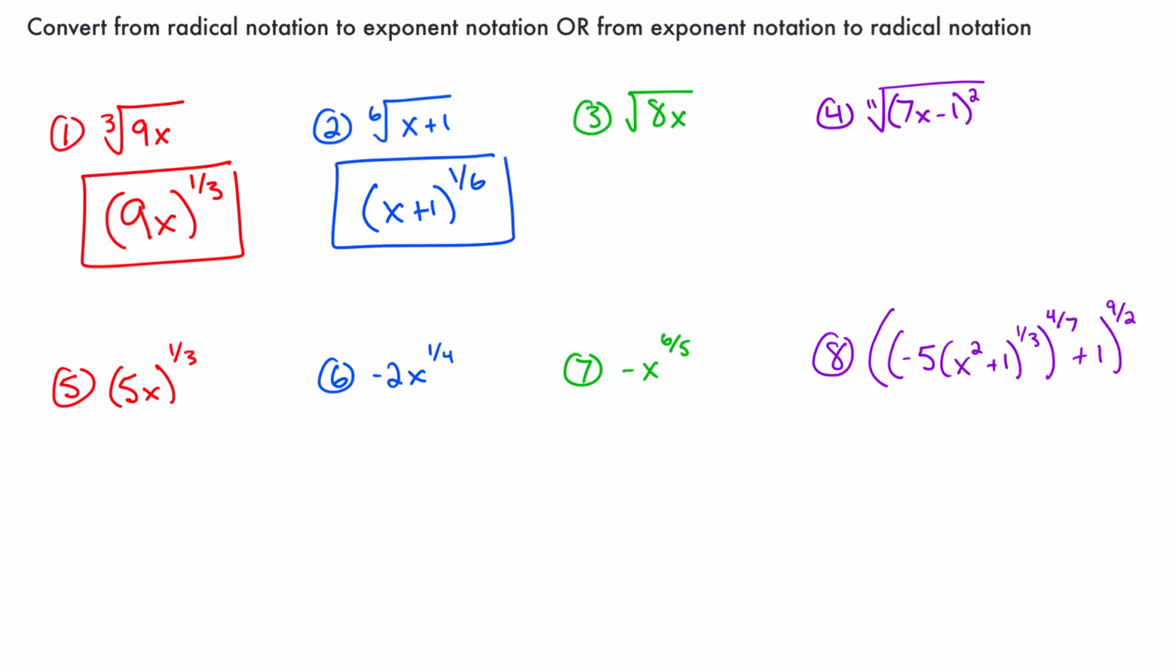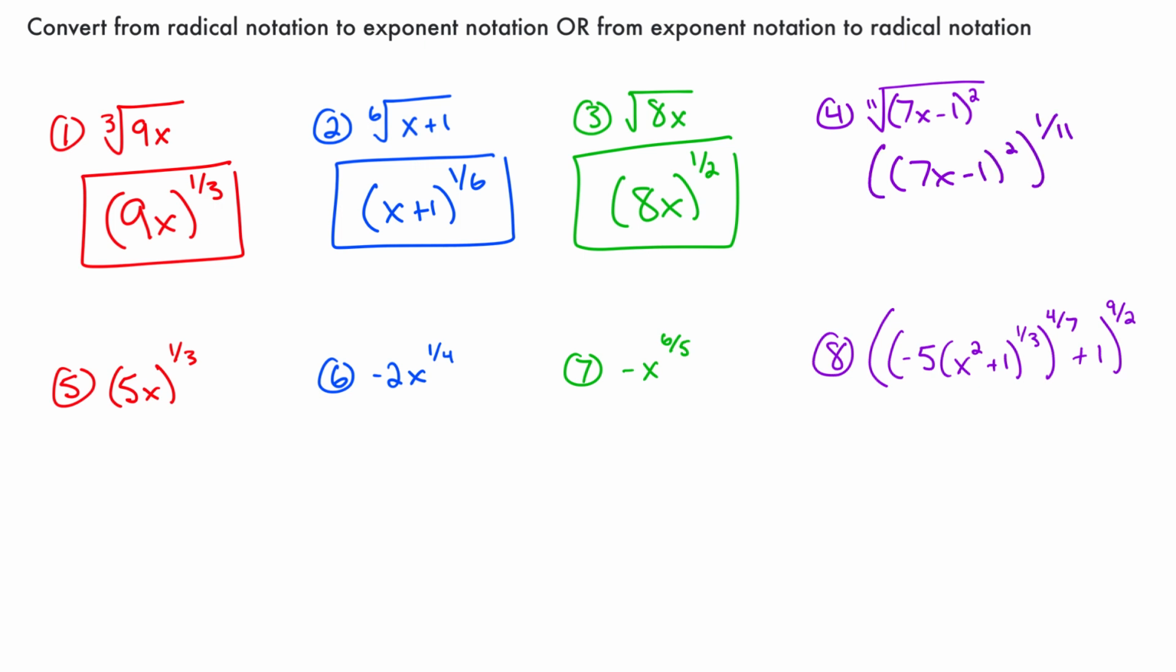Number 3, I have the square root of 8x. That is the same thing as 8x as a quantity brought to the 1/2 power. Number 4 is actually a 2-step process. You could do it in 1 step, but I want to show both steps. That's the same thing as 7x minus 1 to the 2nd power, all to the 1/11 power. But since I have a power to a power, I could take the exponent of 2 and the exponent of 1/11 and multiply them together to write this as simply 7x minus 1 to the 2/11 power.